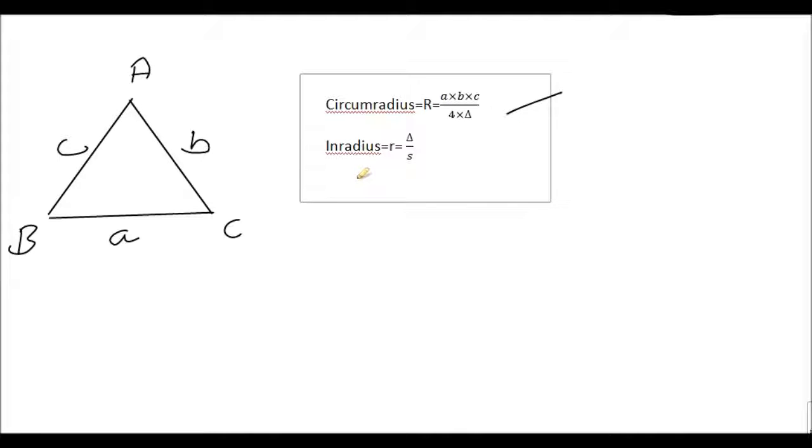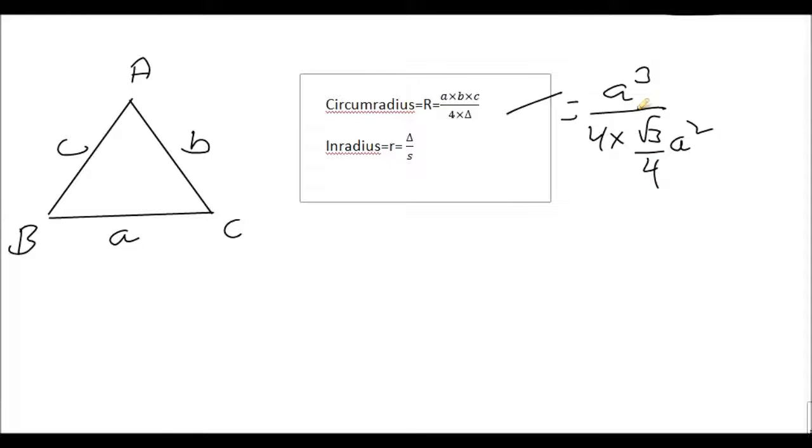To calculate the inradius, it is directly delta by s. Delta is half into base into height, or Heron's formula, the square root of s into s minus a into s minus b into s minus c, divided by s. And s, as you know, is the semi-perimeter, a plus b plus c by 2. This is how you can calculate the inradius. But for an equilateral triangle, a is equal to b is equal to c, and you also have a formula for area, so you can substitute those values.